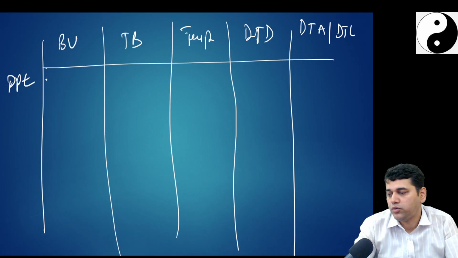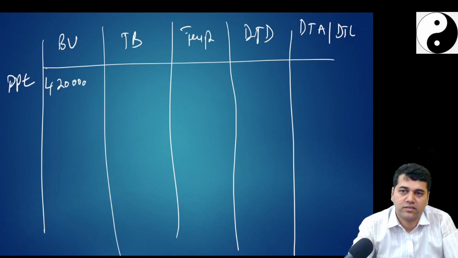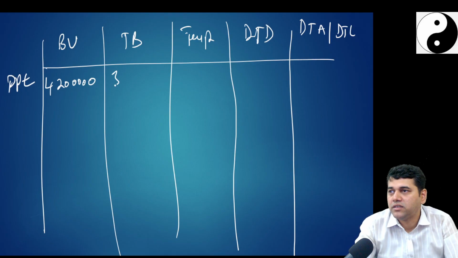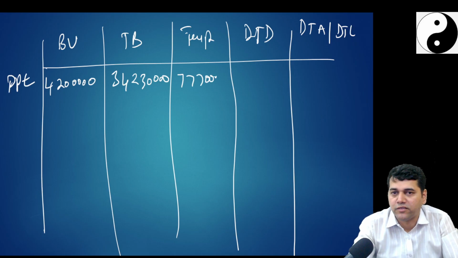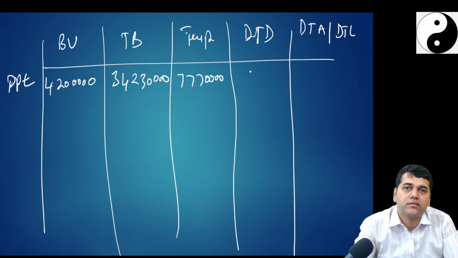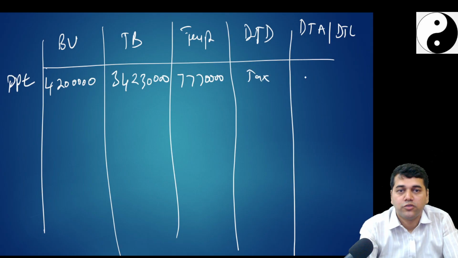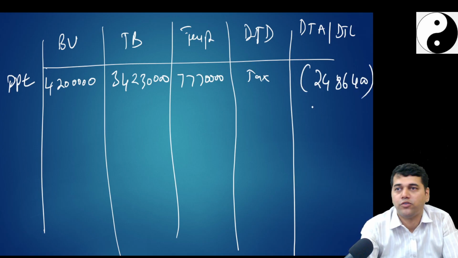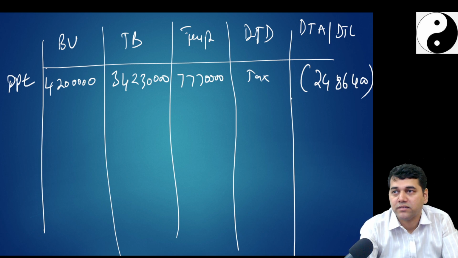What is your book value? 4 crore 20 lakhs. What is your tax base? We already calculated, correct? 3 crore 42 lakhs 30,000. Is there a temporary difference? Yes, 77 lakhs 77,000. Is it deductible or taxable? Taxable. So you have got a deferred tax liability of 24 lakhs 86,400. In bracket, it's a liability.